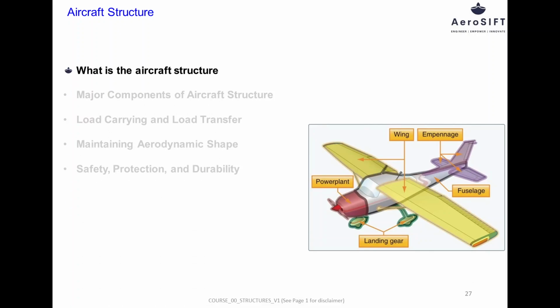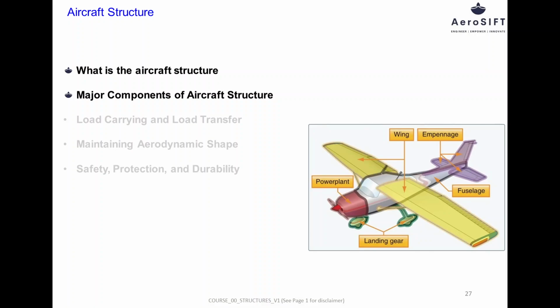An aircraft structure is the load-carrying framework of an aircraft that provides the required strength, stiffness, and geometric shape for safe operation. It consists of all physical components that form the aircraft's body and enable it to withstand loads experienced during ground operations, flight, and landing. In simple terms, the aircraft structure acts as the skeleton of the aircraft, supporting all other systems and components.